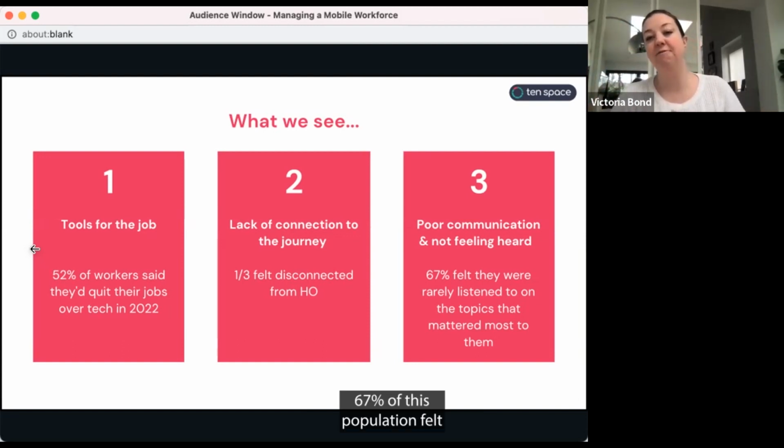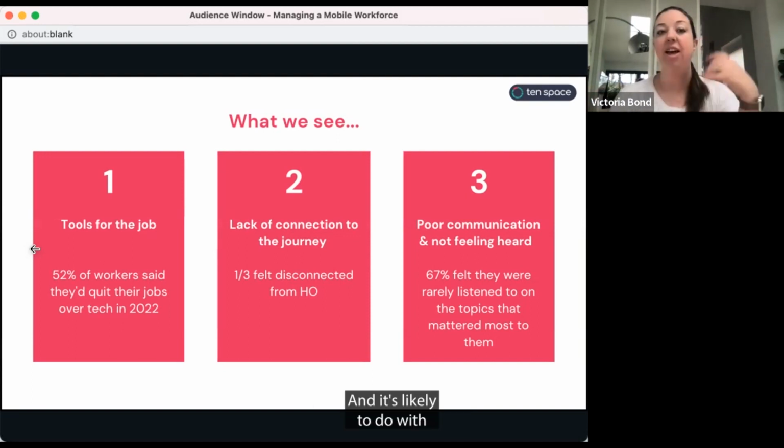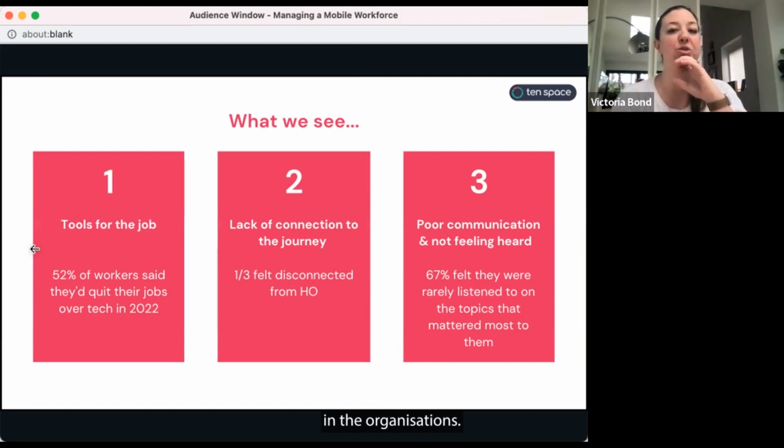Again, that translates into some wider research: 67% of this population felt that they were rarely listened to on topics that mattered the most to them. That's really saying, I don't feel like I've got a voice in this organisation, and I'm struggling to get my voice heard. It's likely to do with the type of work that they do in the organisations.